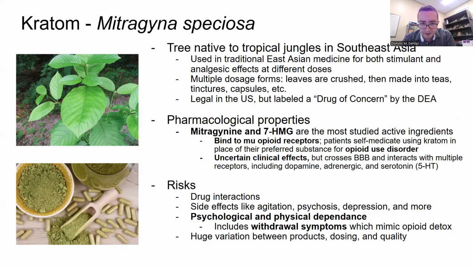Well, there are two main pharmacological components in kratom that we have studied that are the most potent phytochemicals, and that is mitragynine and 7-HMG. Both of these bind to mu-opioid receptors within the body, and patients self-medicate using kratom in place of their preferred substance as part of opioid use disorder, or OUD. They use it in the same way that a patient would use Suboxone in order to defer these cravings.